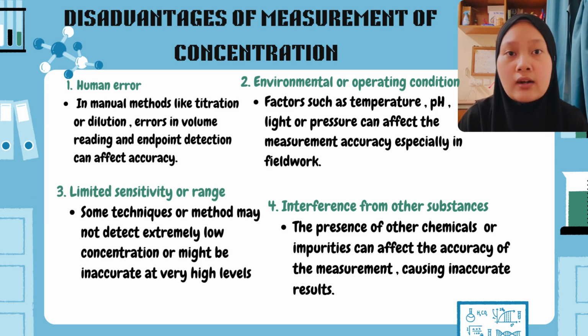Secondly, environmental or operating condition. Factors such as temperature, pH, light or pressure can affect the measurement accuracy, especially in field work. And the third one is limited sensitivity or range, which is some techniques or method may not detect extremely low concentration or might be inaccurate at very high levels. Last but not least is interference from other substance. The presence of other chemicals or impurities can affect the accuracy of the measurement, causing inaccurate result.